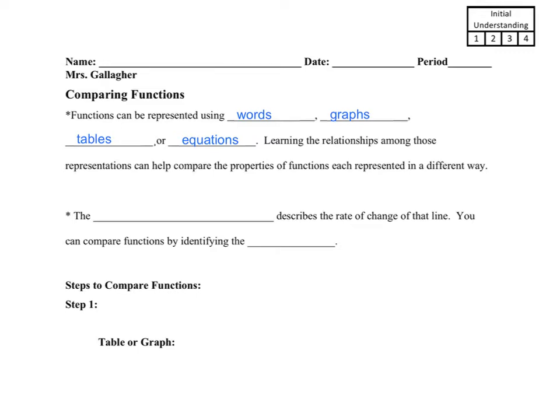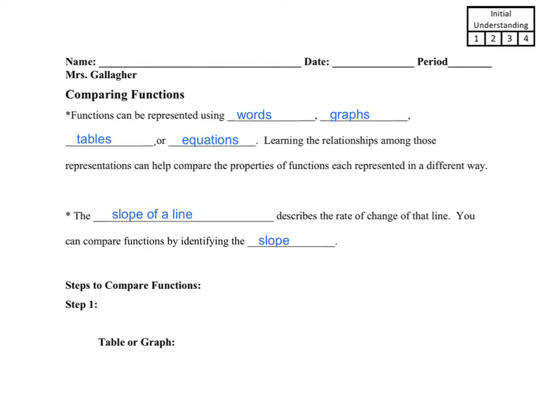So the slope of a line describes the rate of change of that line. Remember, we discussed this. A slope of a line is the same thing as the rate of change of a line. You can compare functions by identifying the slope. So we're going to compare our functions by identifying the slope.